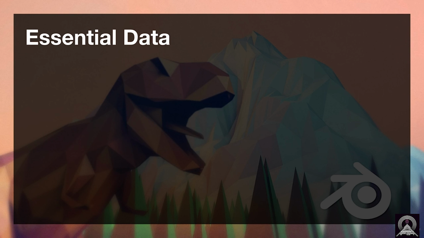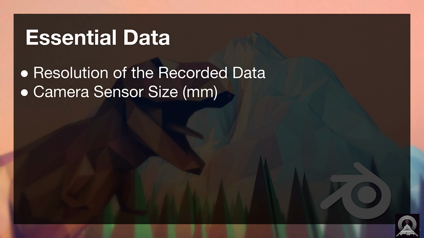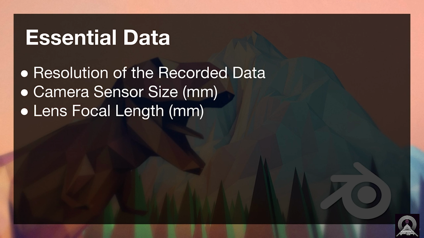Now, this is a little bit of a white lie. You can get by without this information. However, it will take a lot of your time and toing and froing and trying to get the scene just right. If you've got the data, it can speed up things a lot. So the resolution of the recorded data, the camera sensor size, and the lens focal length. Now, some of these you're going to have to look up for certain devices, and some of them are built into Blender, so we can use a combination of research or just a preset that's straight away available to us.